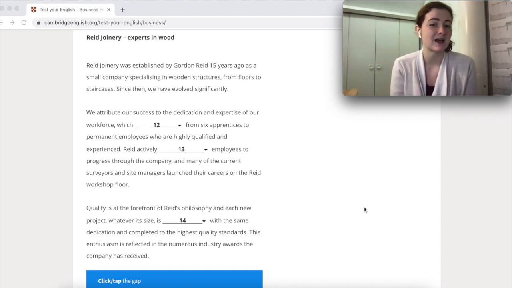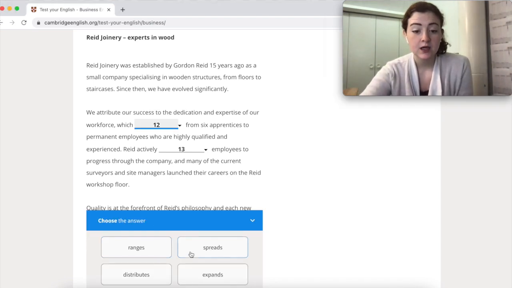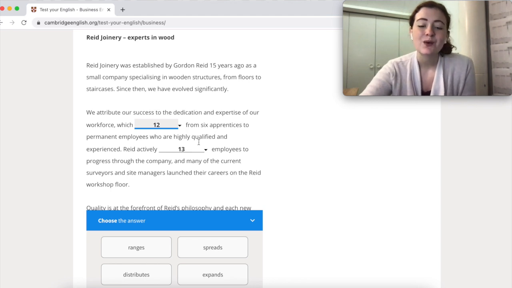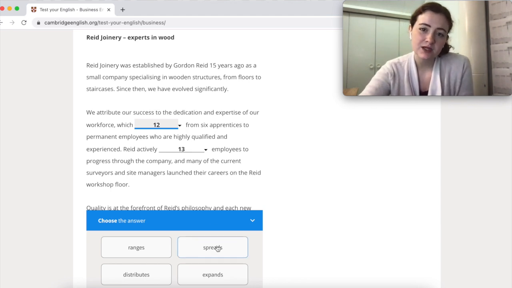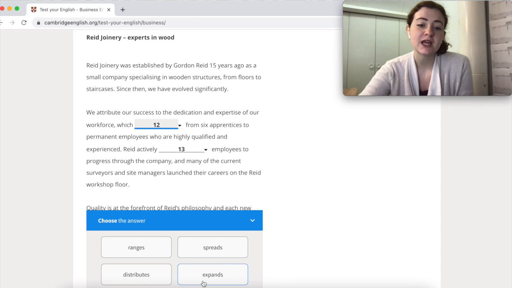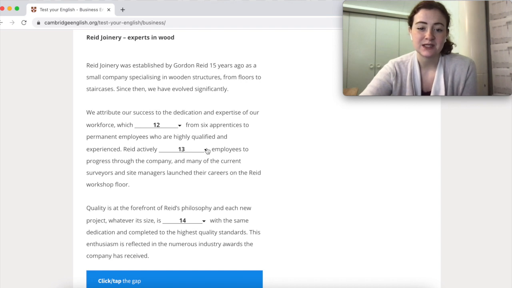Okay, let's have a look at the options for number 12. We have ranges, spreads, distributes, expands. Which ranges from 6 apprentices, which spreads from 6 apprentices, which distributes from 6 apprentices, or which expands from 6 apprentices.